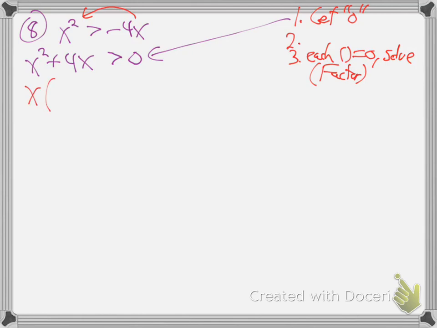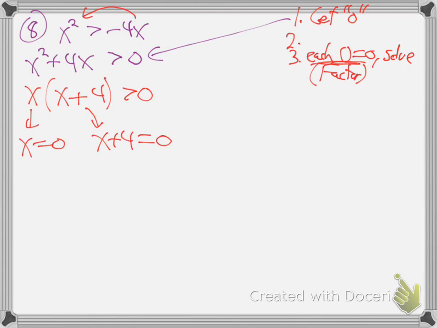So just take out the GCF, take out what's in common, take out an x, leaves x + 4 greater than 0. And you take each parenthesis, it's actually each part, so the x alone will be 0, and then the x + 4 will be 0. Each part equals 0 and solve. This one's done. This one, move the 4 over, negative 4. So we have two answers now. As we, step 4, go to the number line and check.